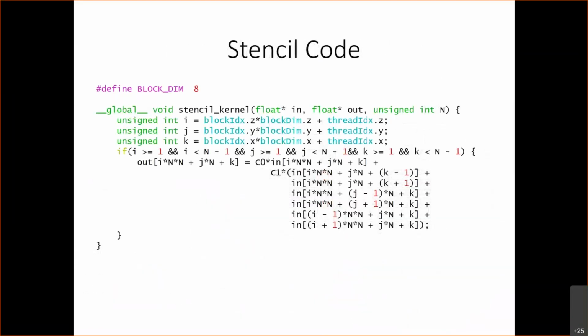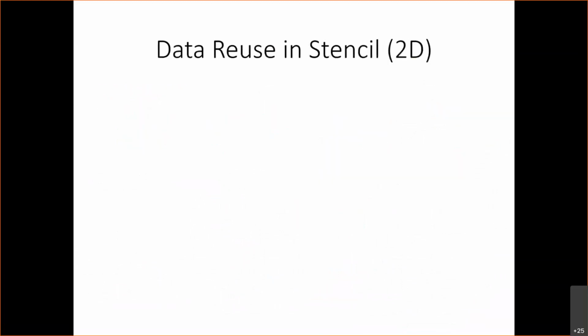And now that we've written this code, the question is, what optimizations can we apply? So what optimizations come to mind? Any suggestions? Tiling, actually. Tiling, right. Tiling, exactly. So the first optimization you might think of is tiling, which is to take advantage of data reuse.